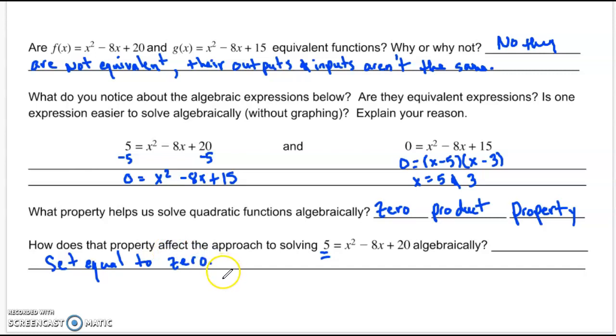Then we were able to go ahead and solve algebraically, right? And it would end up looking just like our right-hand equation here. We would factor it, and our solutions would still be 5 and 3.